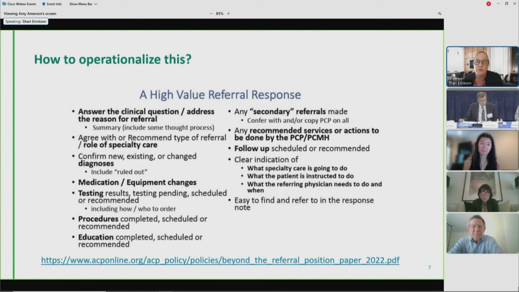Are there any secondary referrals that occurred? And then can any recommended services or actions be done by the primary care or the patient-centered medical home that needs to occur following the specialty practice visit?